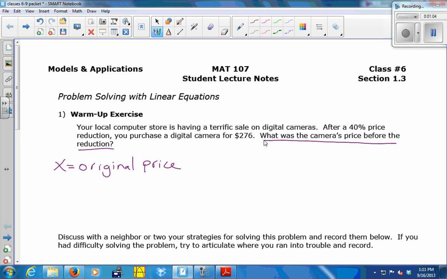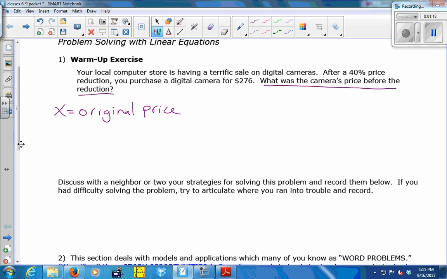Okay, so what happens? How do you take 40% off of something? Yep, so my original price, I would times it by 0.4, and that's going to be, what does that amount represent? The discount. So what do I do with it? Subtract it from the original price. Okay, so if I take my original price and I subtract 40% of the original price, right, what should I get?